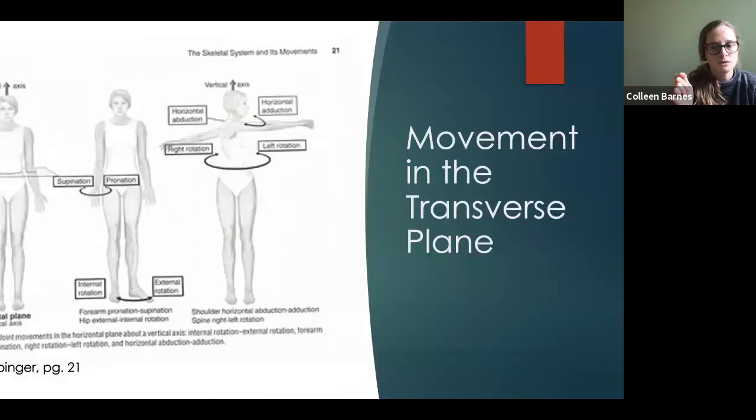Movement in the transverse plane is any sort of rotation, whether it's supinating the hand, pronating the hand, even a pirouette, any sort of rotation happens in the transverse plane. And you will need to know that for the exam.